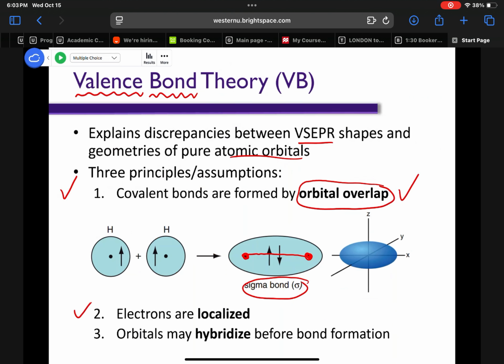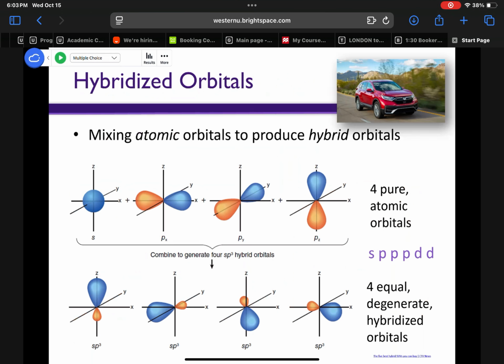Electrons are localized. Okay, so the electrons are going to stay in the orbital regions that we would expect them to be in. And cool new addition with valence bond theory, orbitals can hybridize. That's the cool new thing that we need to figure out. So what is hybrid? Well, you're already familiar with hybridized vehicles. A hybrid vehicle can use gasoline and it can use the energy from a battery. So it takes those two energy sources and it can use both.